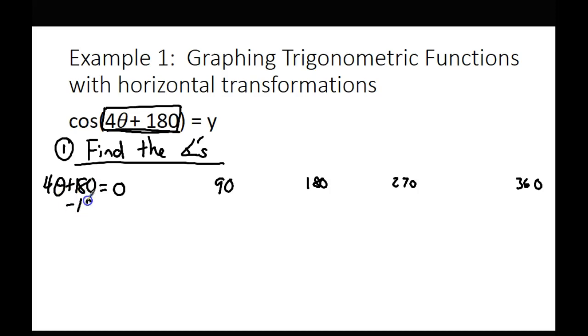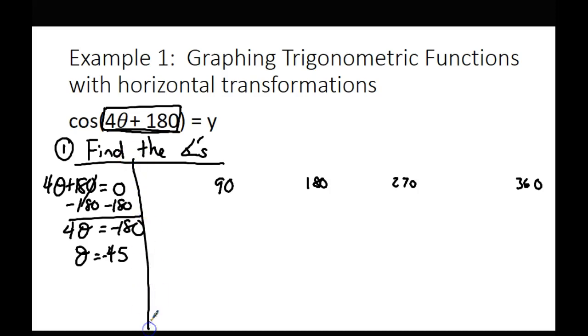So the first thing you would do is minus the 180. Then you would divide both sides by 4. 4 goes into 180 45 times, and that's a negative 45. So usually we start at 0, right? But because I've got a phase shift and a period change, now my starting angle is negative 45. Let's do the next one. That's why I had a lot of space between them, because I need some room to put that 4 theta plus 180.